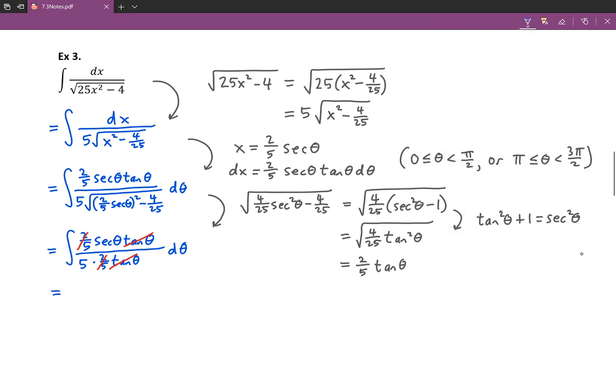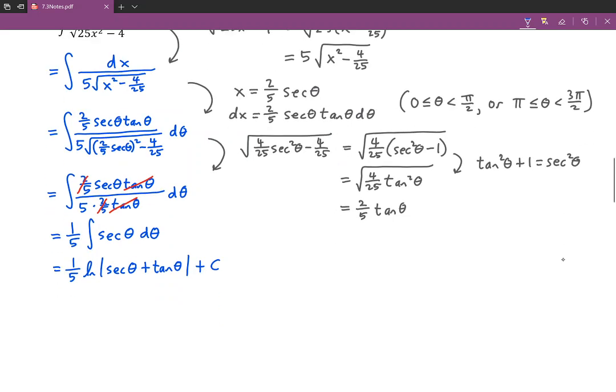Let's go ahead and pull out the 5 as a 1/5. Then we have the integral of secant theta d theta. And the integral of secant theta, as mentioned in example 2, just in the previous part, is ln, absolute value of secant theta plus tangent theta. Close the absolute value, put a plus c.